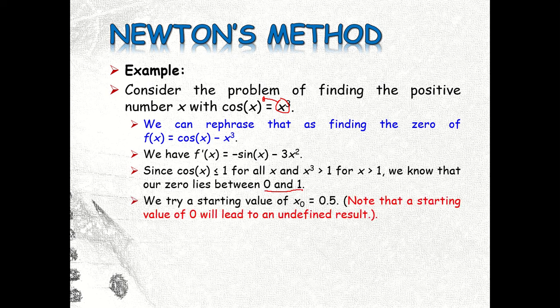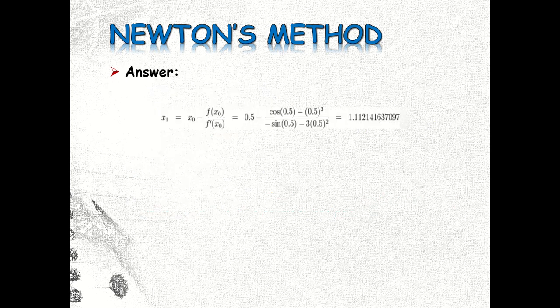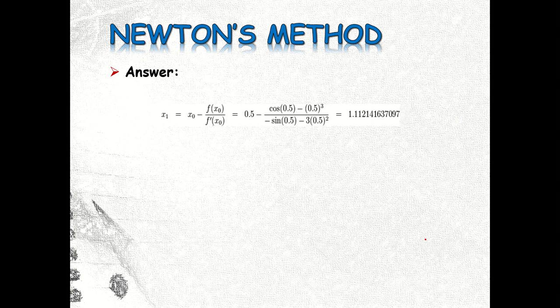Right, we try a starting value of x sub 0 equal to 0.5. We can try that one, but take note, class, if you start with 0, this will lead to an undefined result. If you look at the Newton's method equation, it will give us an undefined result, so do not start with 0. Here we start with 0.5. You can start with 0.8 or 0.1. Avoid using 0 to avoid this undefined result. Okay, so this is the solution.